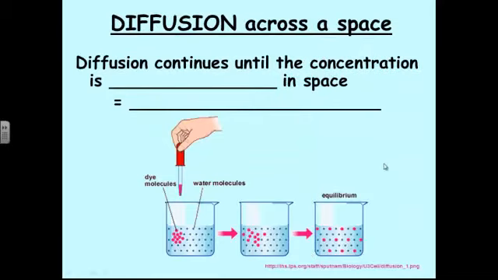Diffusion is going to continue until the concentration is equal everywhere in the space. Those dye molecules spread out. In the video they said until it's pink everywhere. And we call that equilibrium. Equal, you can see the word equal in the name. Equal concentration of dye molecules everywhere in the space.